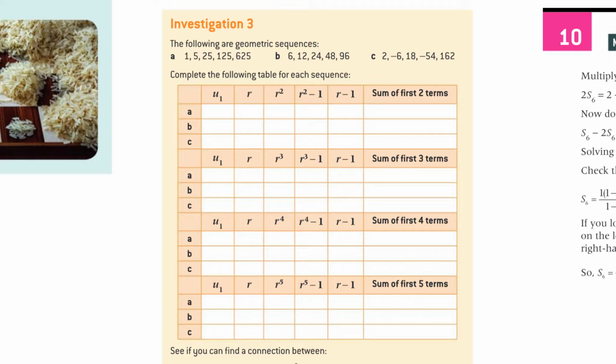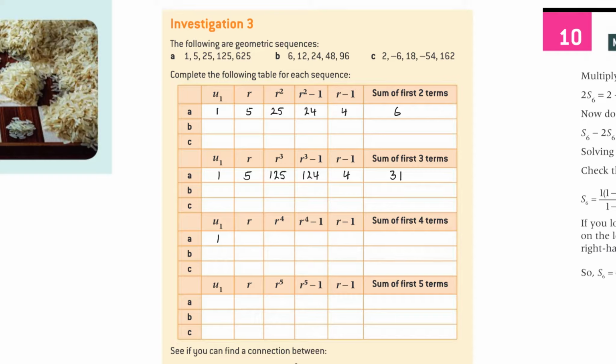We write a 1 here. U1 is 1 for A. R looks like it's 5. R squared would be 25. R squared minus 1 is 24. R minus 1 is 4. Sum of the first 2 terms is 6. Okay. Here we got 1. R is 5. 5 cubed is 125. 5 cubed minus 1 is 124. R minus 1 is 4, and the sum of the first 3 terms is 31.